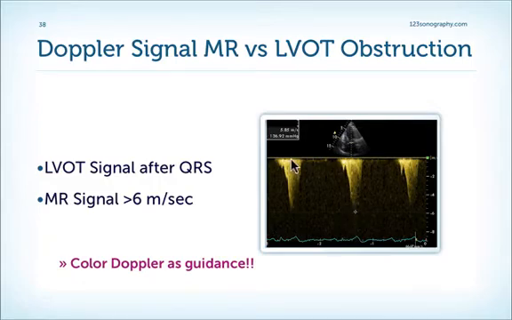If you take a look more closely, you can see that we also have a second curve within this curve, and this curve is also an obstructive signal, probably an obstruction located in the mid-ventricle. So we have two signals in one. If you want to differentiate these different signals, it's always very helpful to use color Doppler as a guidance.